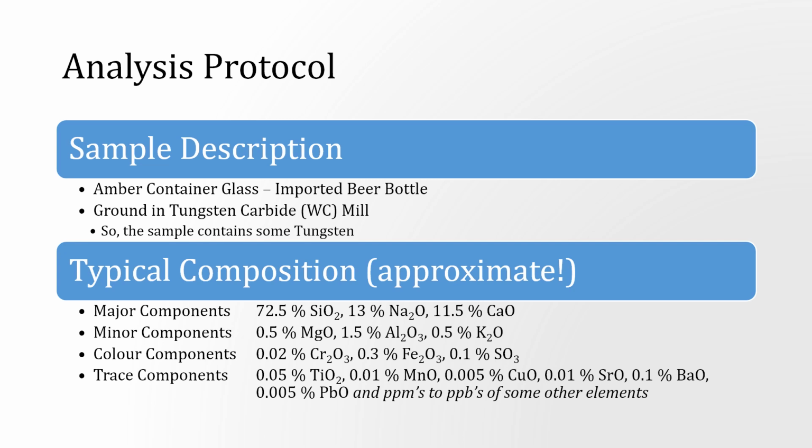72.5% silica, some soda and calcium. There will also be some minor components, which include magnesia, alumina, and potassium. The coloring components are chromium trioxide as well as aluminium trioxide. Iron trioxide, and then also some sulfur to act as a reducing agent. There are some trace elements, including titanium, manganese, copper, strontium, barium, and a little bit of lead, as well as some ppm to ppb levels of other elements.